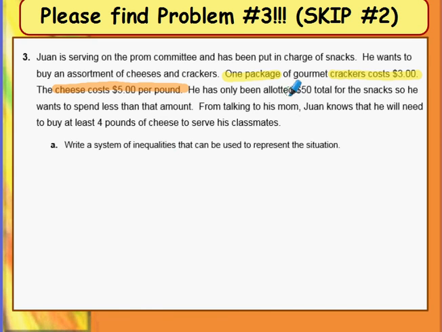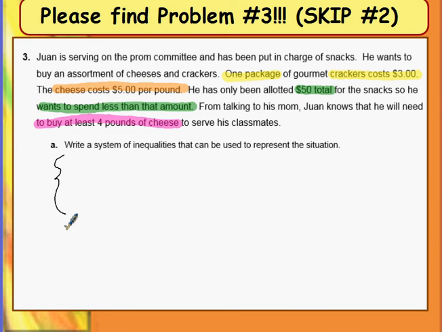He has been allotted only $50 total that he can spend on snacks, so he wants to spend less than that amount. Okay, so from talking to his mom, Juan also knows that he will need to buy at least 4 pounds of cheese in order to have enough for his classmates. Mom can estimate the exact amount that he might need to make sure he has enough food for everyone that's coming. So now we want to write a system of inequalities that can be used to represent this situation.